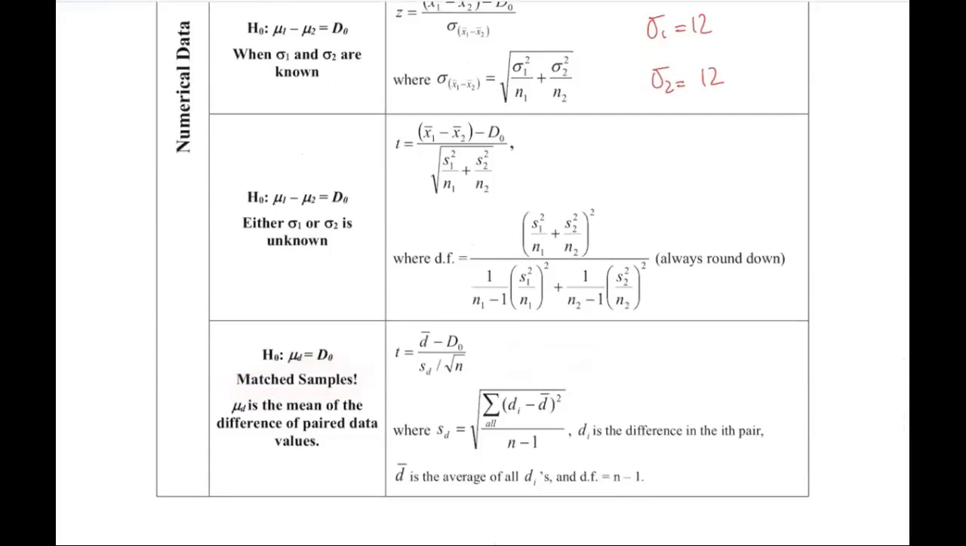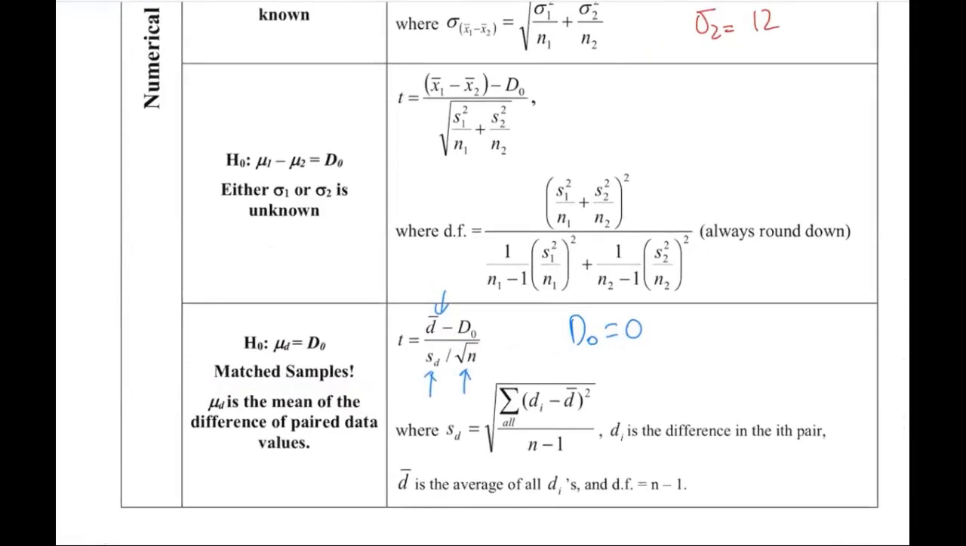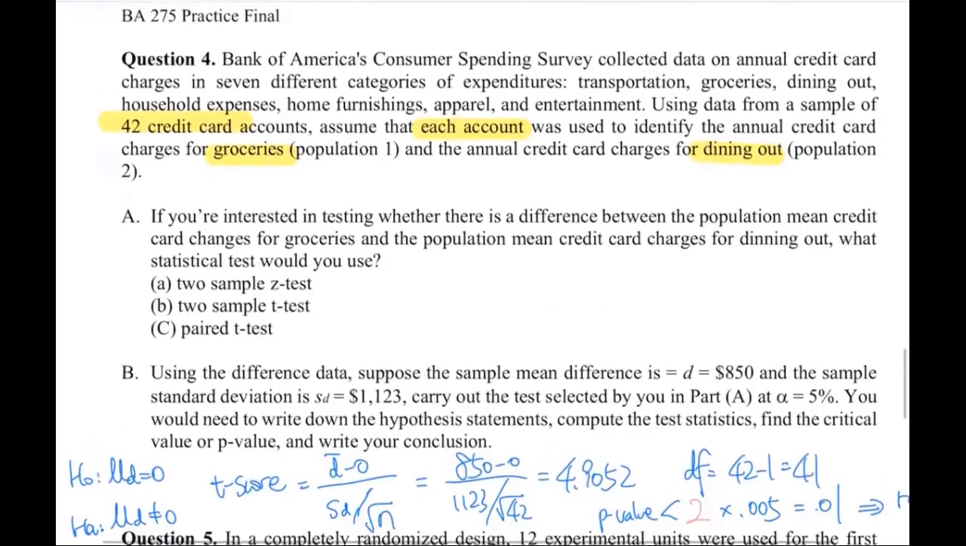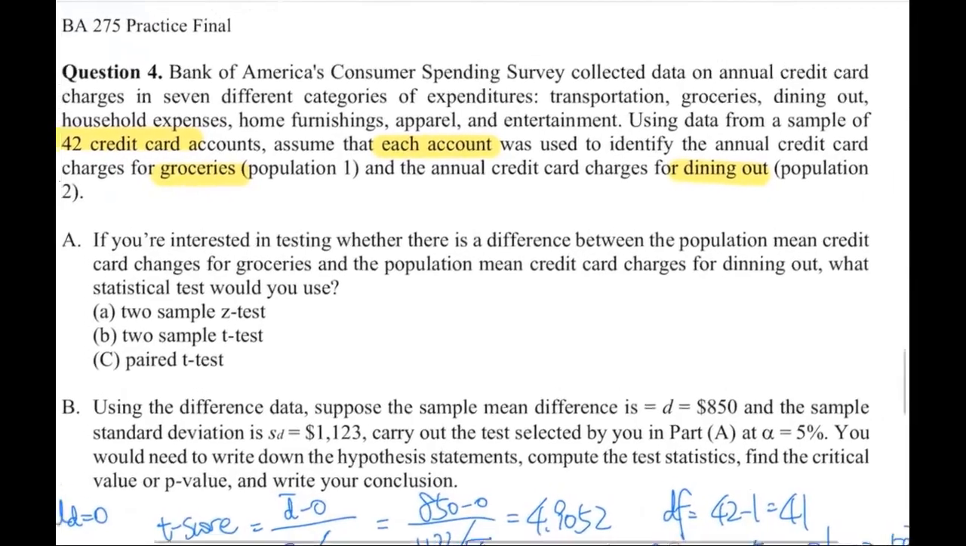So D0, again, D0 here is 0, right? Okay, so all you need to do is plug in all those numbers here. Those information actually are given to us in the question. So let's take a look. Okay, before I show you my working, let's take a look.